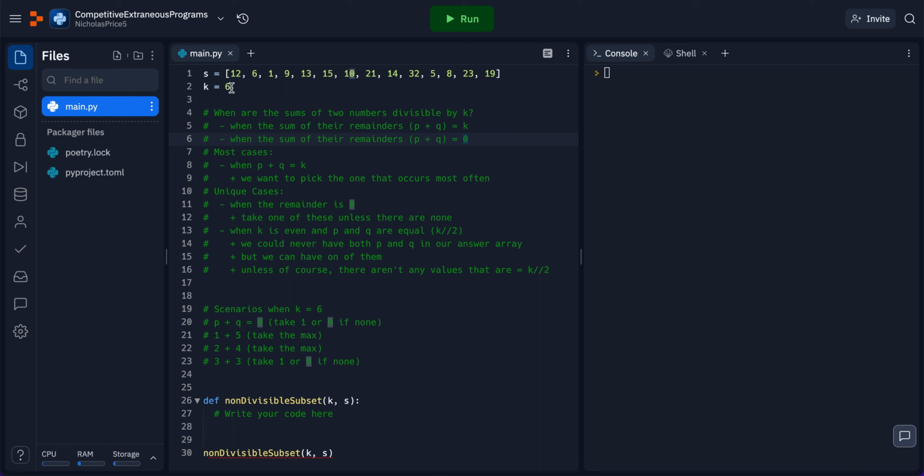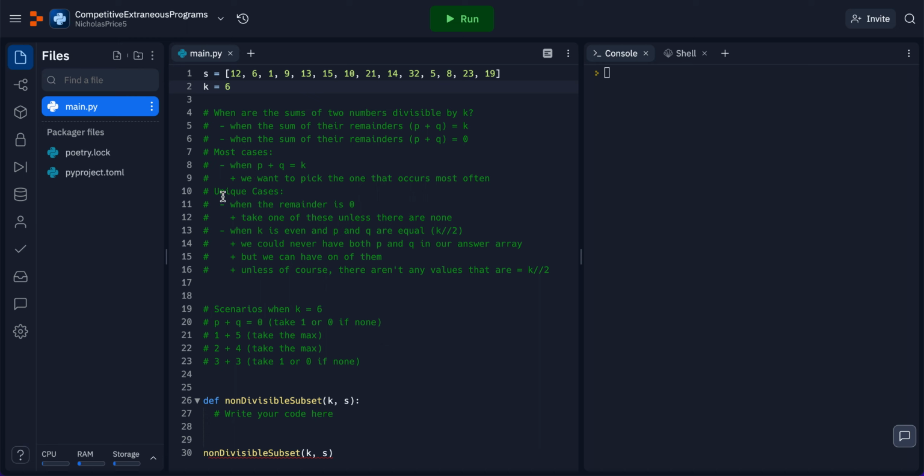So for k of 6, what might those be? We can go down here and take a look at those. If p plus q is equal to 0, you would only want to take one of those, or if that never occurs, you would not take any. For the remainders of 1 and 5, you would want to take the maximum, which I'll dive into in a minute. Same for 2 and 4, and then here's our 3 and 3 scenario, which I'll also dive into in a minute. Okay, great. So those are most of our cases.